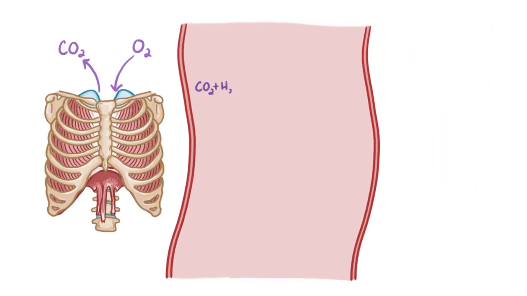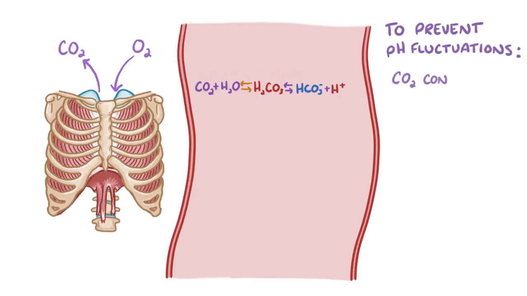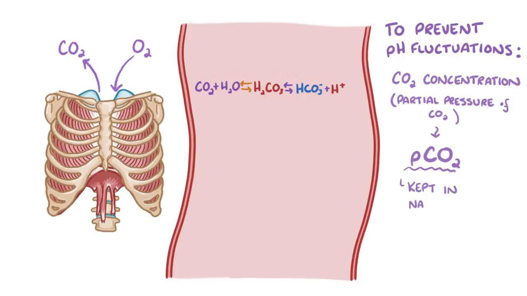Carbon dioxide binds to water in the blood and forms carbonic acid, which then dissociates into hydrogen ions and bicarbonate ions. So, in order to prevent pH fluctuations, the carbon dioxide concentration, or the partial pressure of carbon dioxide, called PCO2, needs to be kept within a fairly narrow range. For this reason, the lungs maintain the ventilation rate they need to get rid of carbon dioxide, at the same rate that it's created by the tissues.